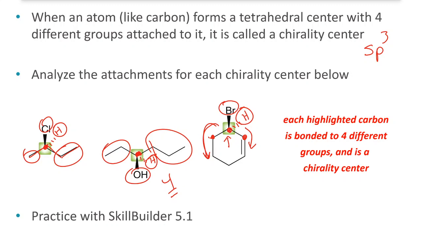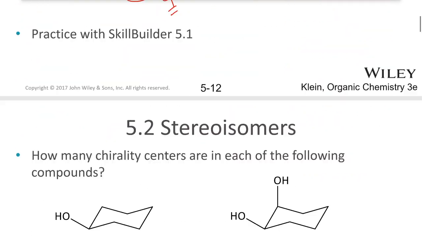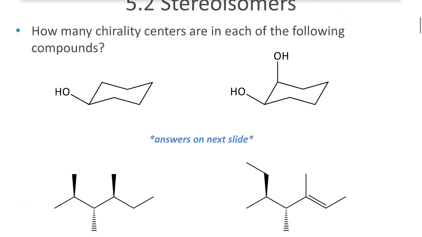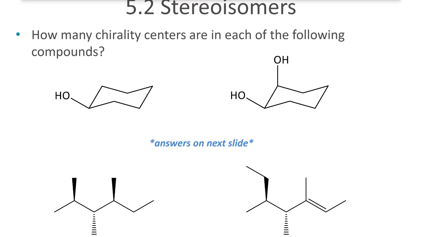Now, an sp2 hybridized carbon itself can't be a chiral center, but this one is not the chiral center, it's attached to it, and so that's going to be one of my 4 different groups. Let's see if we can identify the chiral centers in the molecules below. They can be called chiral centers or chirality centers.